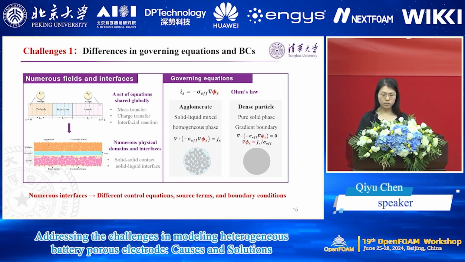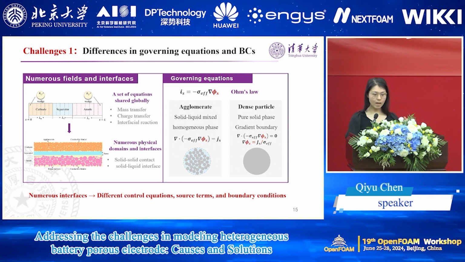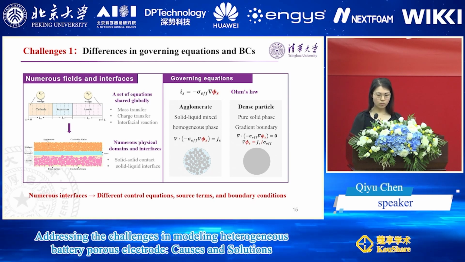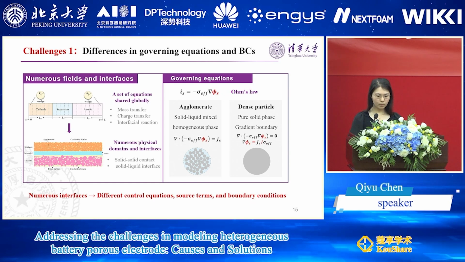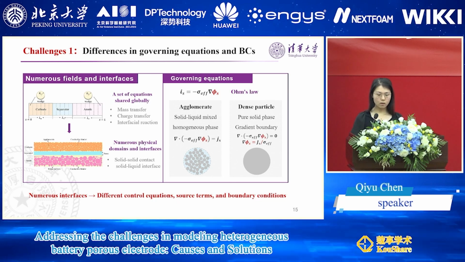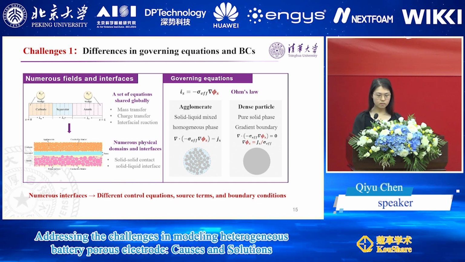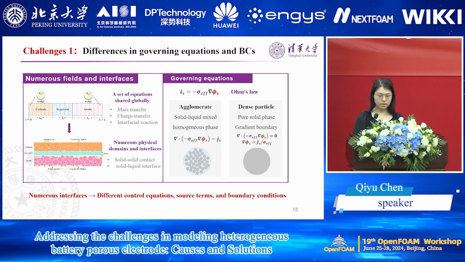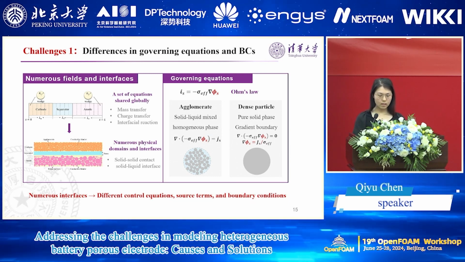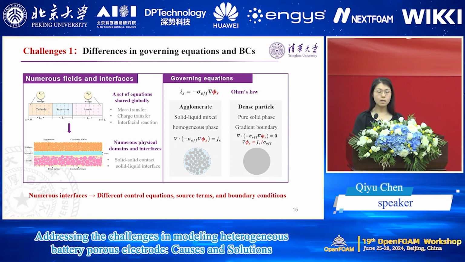However, for our heterogeneous model, the numerous active material particles, which can reach tens of thousands in a typical simulation region, and the independent spatial occupation by conductive binders, which are considered part of the solid-liquid phase, result in a large number of interfaces. Determining the exact position of these interfaces is crucial. Additionally, there are differences in the control equations, source terms, and boundary conditions on either side of these interfaces.